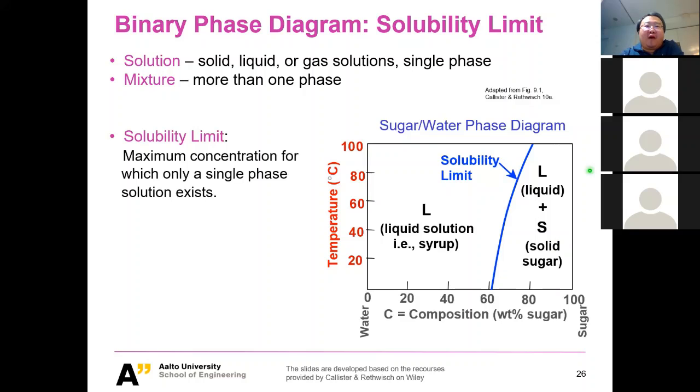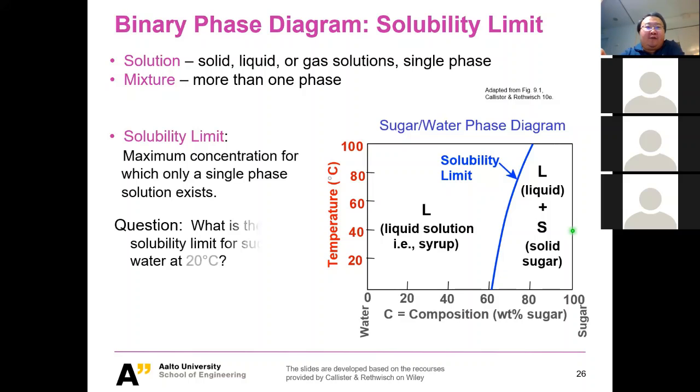The most important concept here is this line. This line is the so-called solubility limit. This line indicates the maximum concentration for which only one single-phase solution exists. After this line, you will not be able to form a single liquid solution phase. You finally become a mixture. This is the second term. What is a mixture? A mixture is a term indicating you have more than one phase existing.